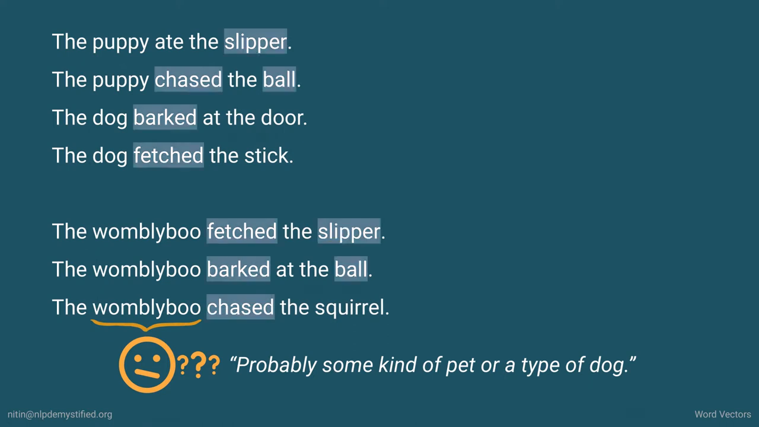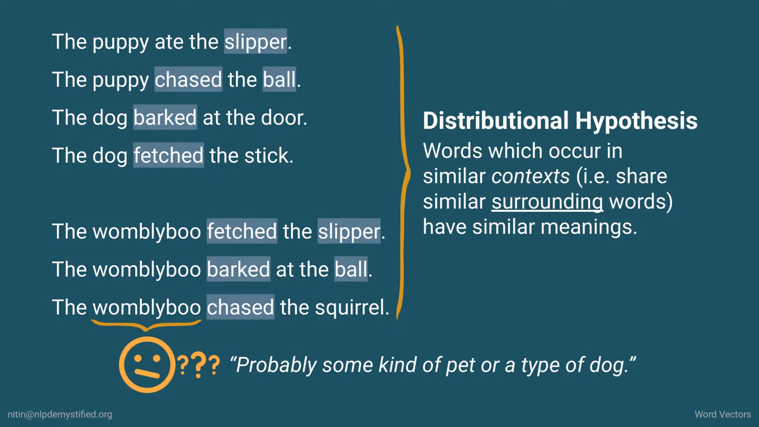And that would be reasonable because of the context or words surrounding wombly boo. In this case, words such as slipper, chased, ball, barked, and fetched all occur close to puppy, dog, and wombly boo. And so it's reasonable to assume puppy, dog, and wombly boo are related to each other in some way. This leads to the distributional hypothesis. Words which occur in similar contexts, or put another way, share similar surrounding words, have similar meanings. And this is the most important takeaway from this video, because the concept of context giving meaning to words will come up again when we talk about contextualized embeddings.